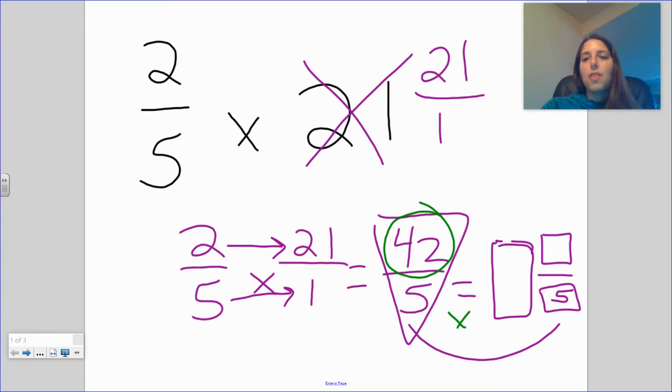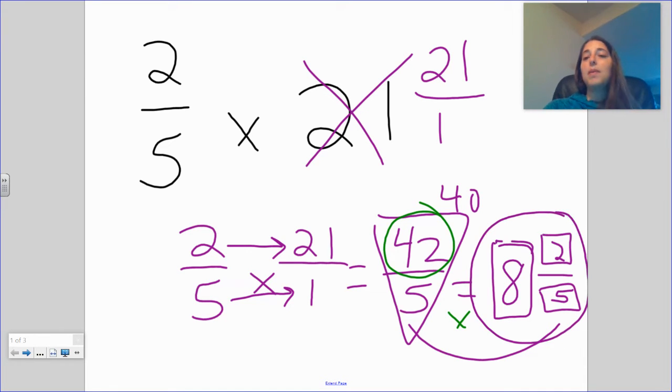So I know that 5 times 8 is the closest I'm going to get to 42. It's going to get me to 40. And that means I've used up 40 out of my 42 fifths. Well, how many fifths do I have left? Well, I have 2 fifths left. So my final answer, maybe, is going to be 8 and 2 fifths. Now, I will accept that as an answer. But remember, I always said to you, is this your best possible answer?